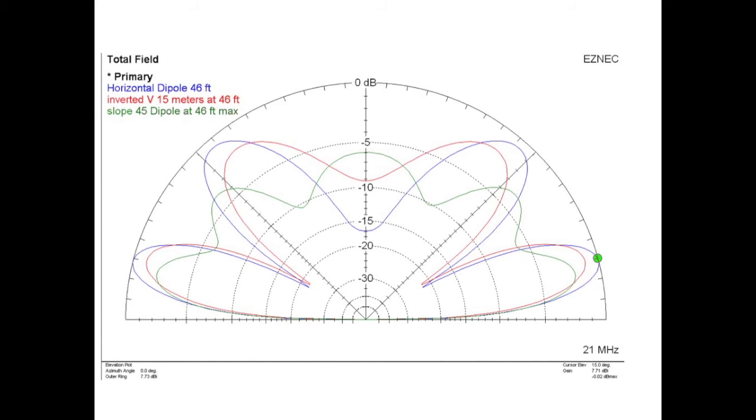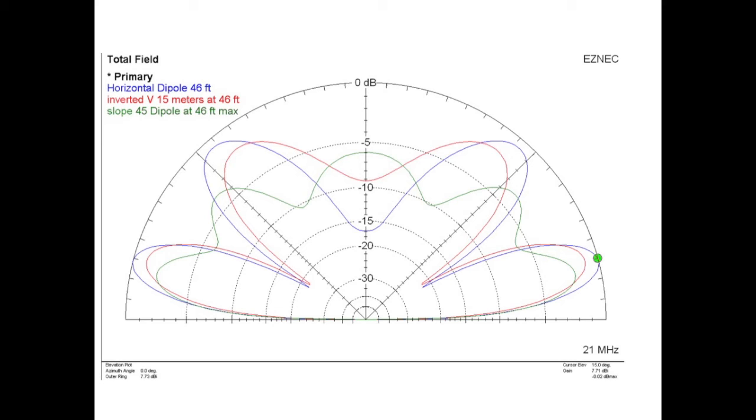Now, this plot shows a horizontal dipole, an inverted V, and a sloping 45-degree dipole, all at the same height, 46 feet. There are times when I use a sloping dipole. I can use one support, and I can walk the end out until the antenna is at about a 45-degree angle. This is significantly better than just a vertical dipole. It's not quite as good as an inverted V. So if I had my choice, I might go with the inverted V.